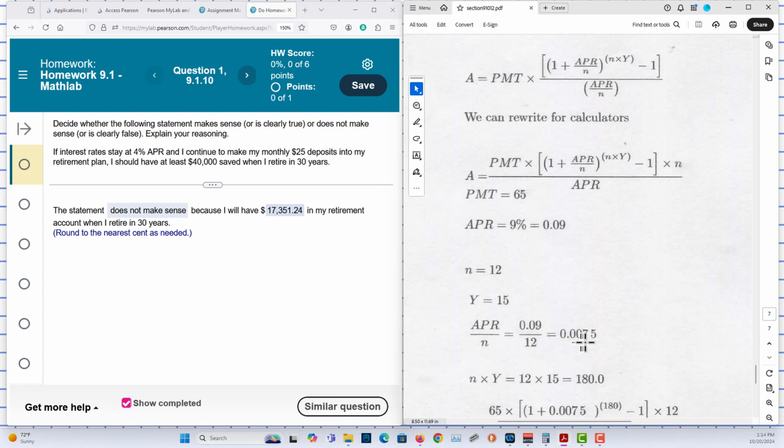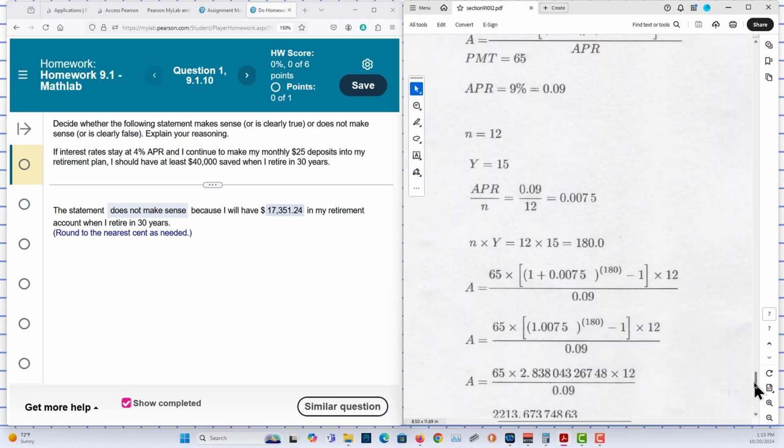0.09 divided by 12 gives me 0.0075. And I also see in the formula n times y. n times y is going to be 12 times 15. Then I can plug all those things into my formula here. You can see where the APR is. Then I can simplify it. But the way I rewrote the formula in this case, you can enter it straight into the calculator.